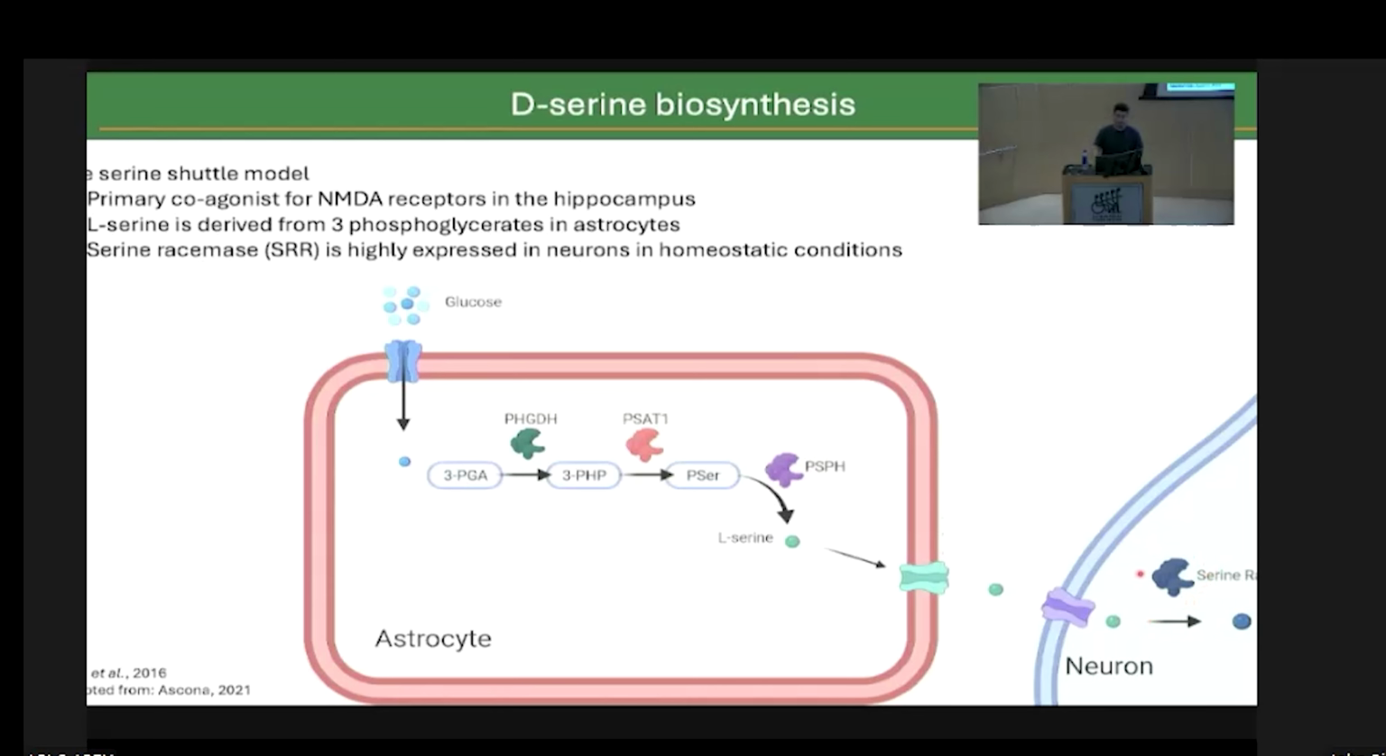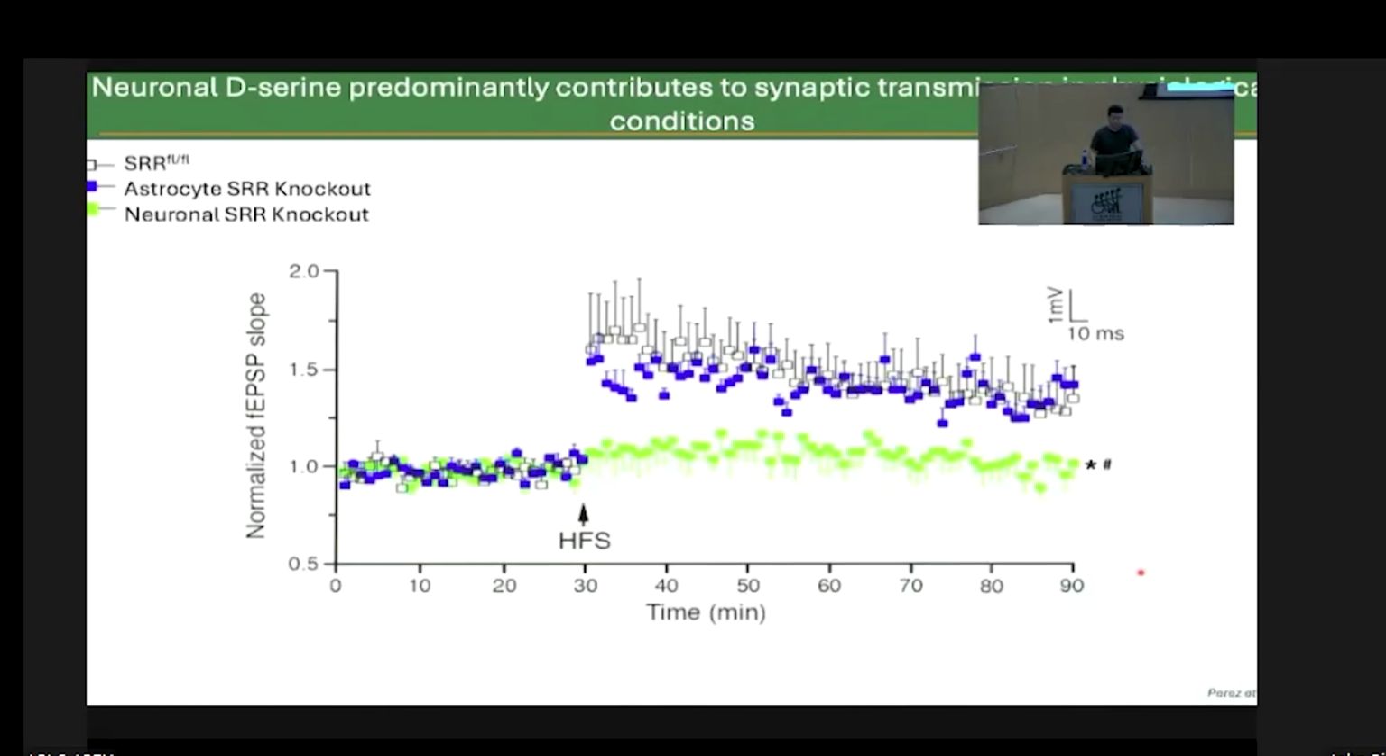So next we wanted to provide further evidence that neuronal D-serine is the major contributor to normal synaptic transmission in physiological conditions. To do that, we performed another electrophysiological experiment where we generated an astrocyte knockout of serine racemase in the blue boxes and a neuronal knockout of serine racemase in the green boxes. This was all done in naive, uninjured conditions. Following the high-frequency stimulation at 30 minutes, in our white open boxes, the control, we see the induction of LTP, and that's also mirrored in our astrocyte knockout model. However, in our neuronal knockout model, we are unable to induce LTP. This provides further evidence that neuronal serine racemase is the main contributor of D-serine in physiological conditions.